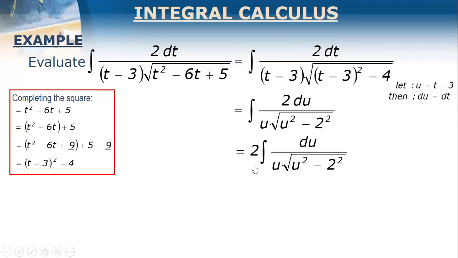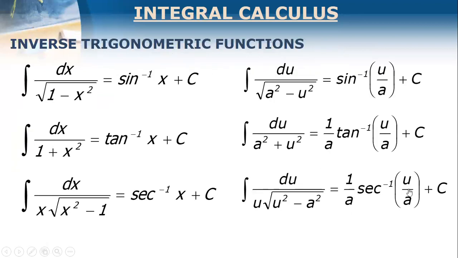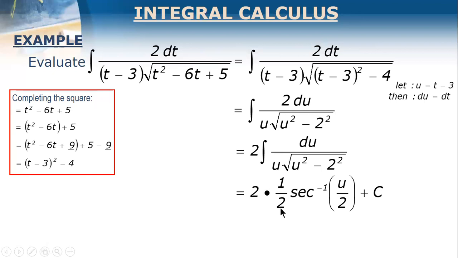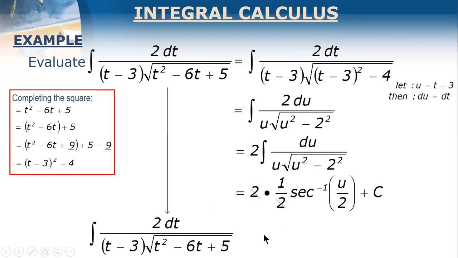So put 2 before the integral, and then the antiderivative is 1 over a arcsecant of u over a, so 1 over 2 arcsecant of u over 2. So the 2 cancels. And finally, the integral of this is arcsecant, no coefficient, replace u by t minus 3. And so you have this.